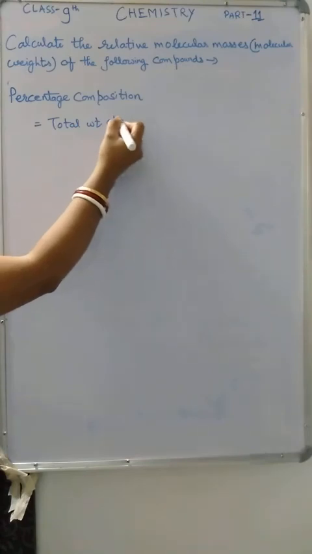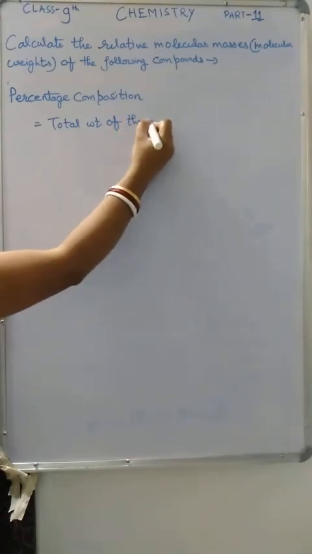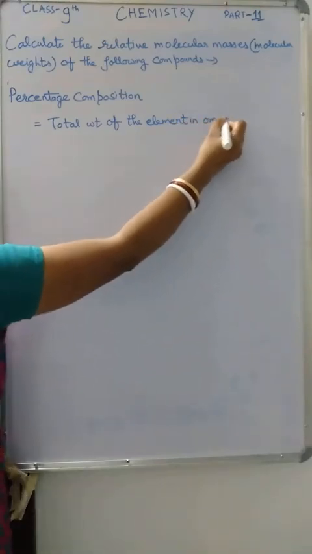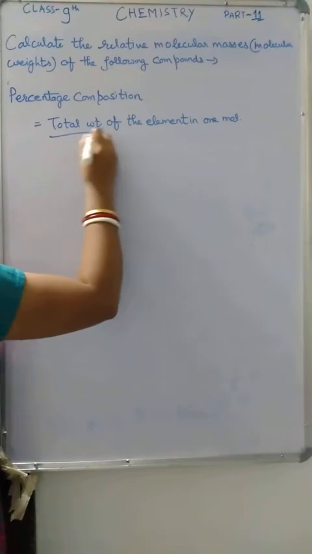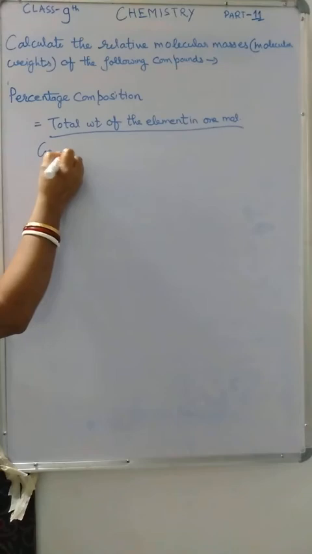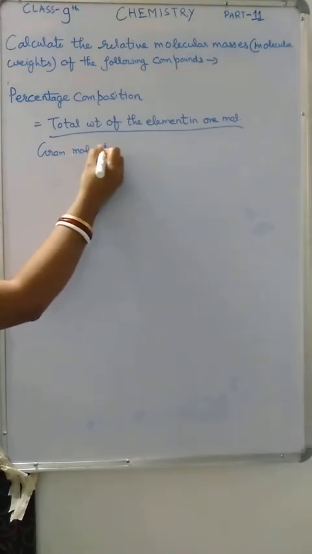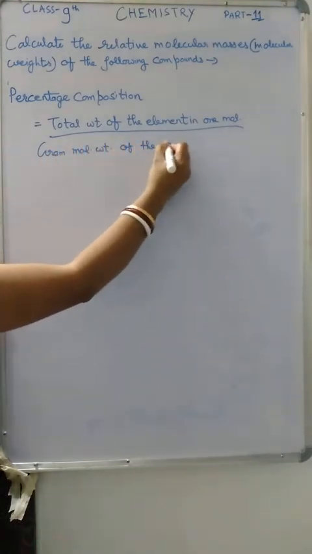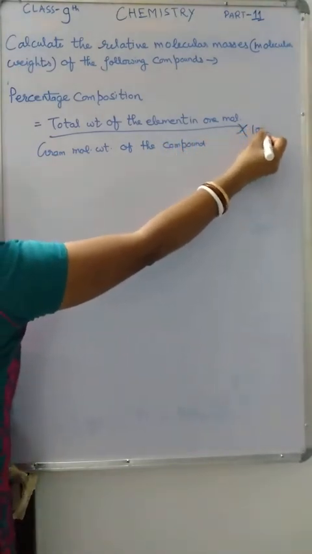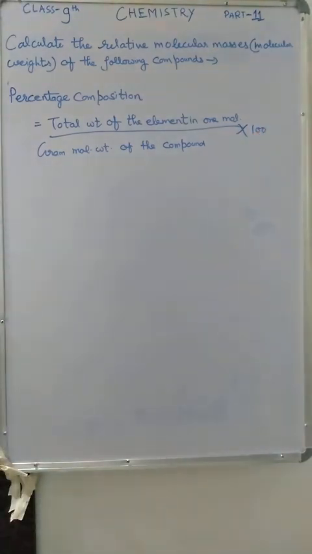So your formula is: percentage composition is equal to the total weight of the element in one molecule upon the gram molecular weight of the compound, into 100. Total percentage of all the elements in a compound is 100. Always remember this, that the total percentage of all the elements in a compound is 100.